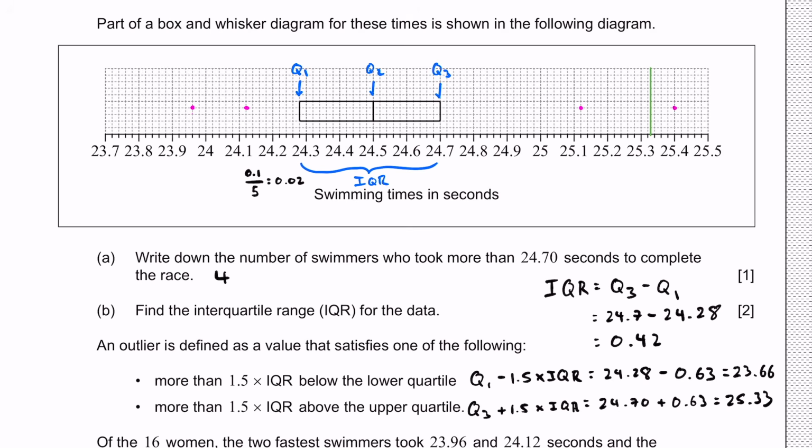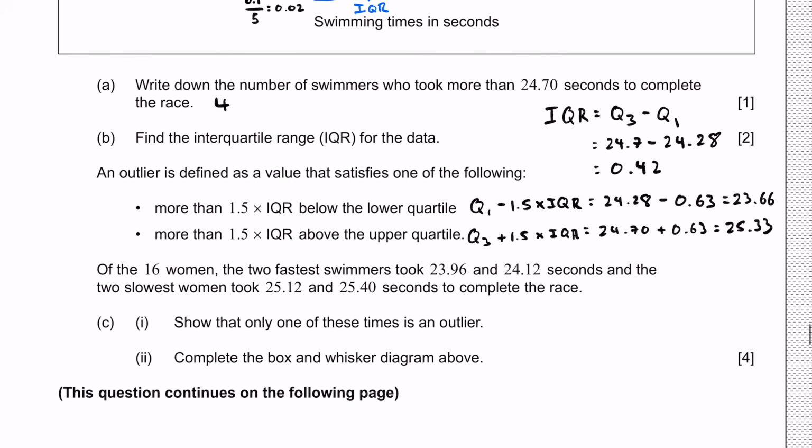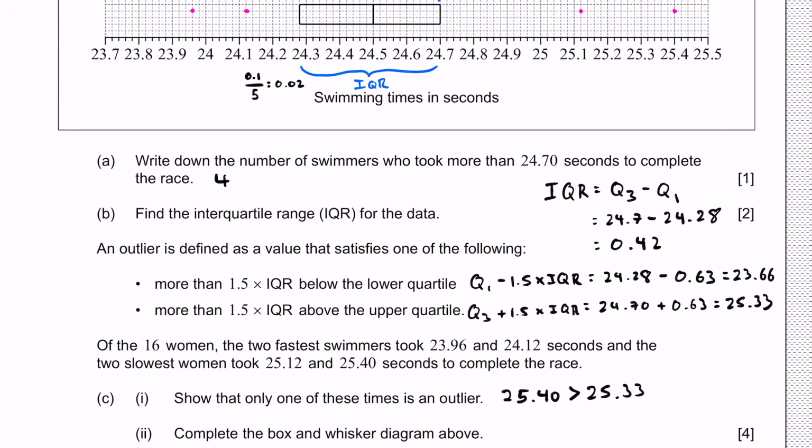So how can we potentially write that? Show that only one of these times is an outlier. We could say that 25.40, which is the slowest time, the maximum time that someone took, is greater than Q3 plus 1.5 times IQR, or greater than 25.33. So only one of these times is an outlier, just this one. Of course, the second value here of 25.12 is less than 25.33, so it would not be an outlier.